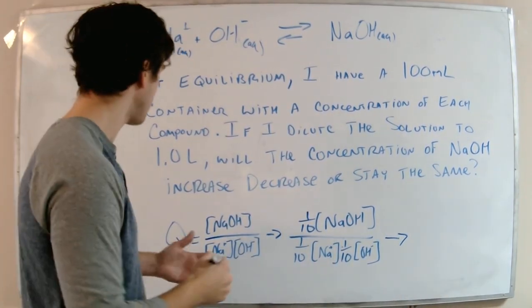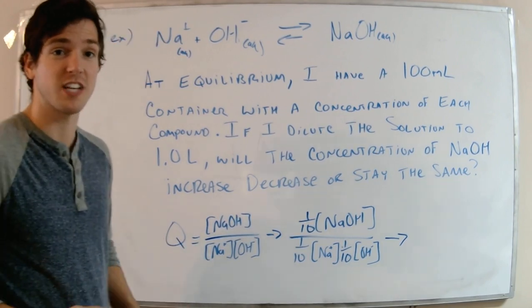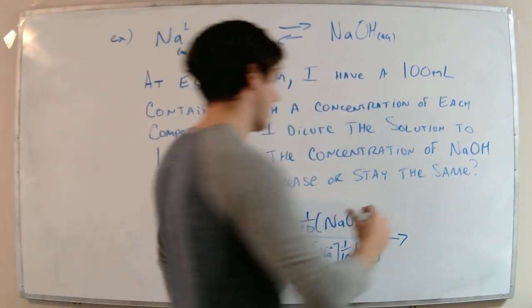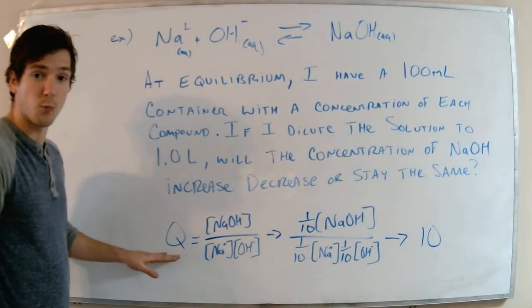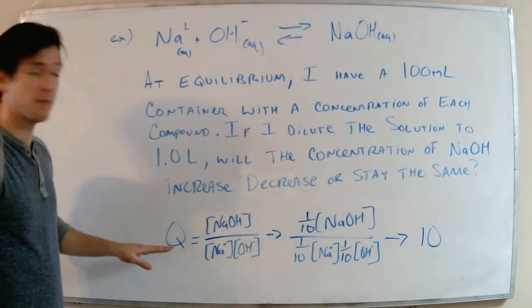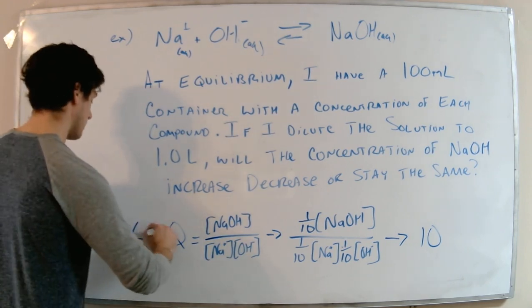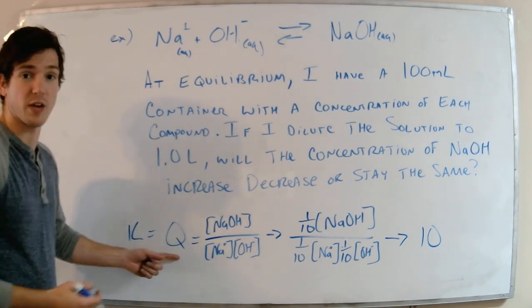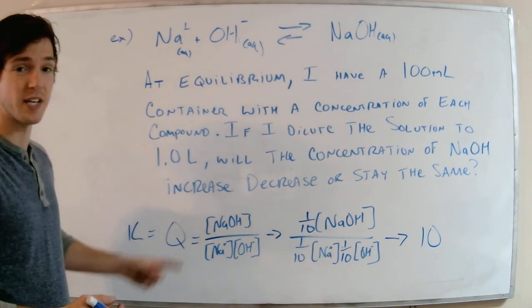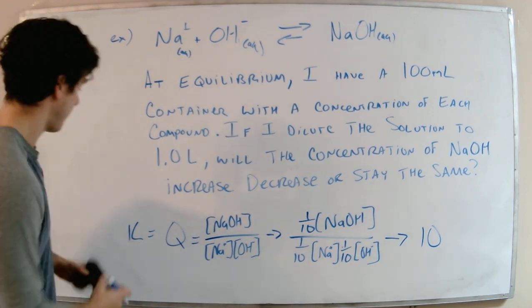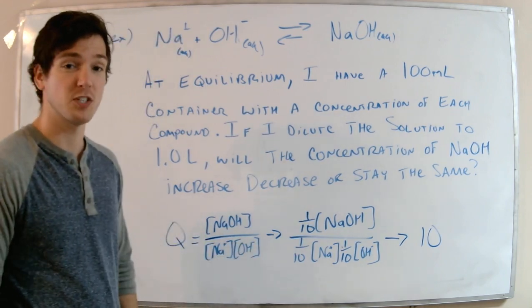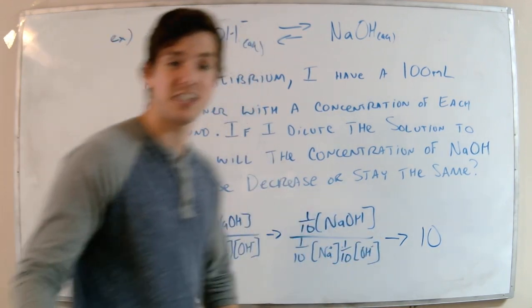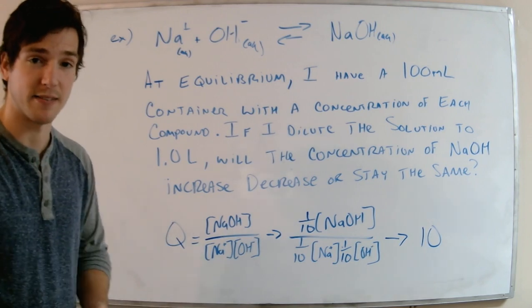Okay, so pretty much our Q has just increased by a factor of 10. So remember, this was originally at equilibrium. So originally at equilibrium, K equaled Q. Right? It was at equilibrium, so K was going to equal Q. But then we diluted everything by a factor of 10. So now, since all the concentrations have been reduced, our Q has now essentially become 10.